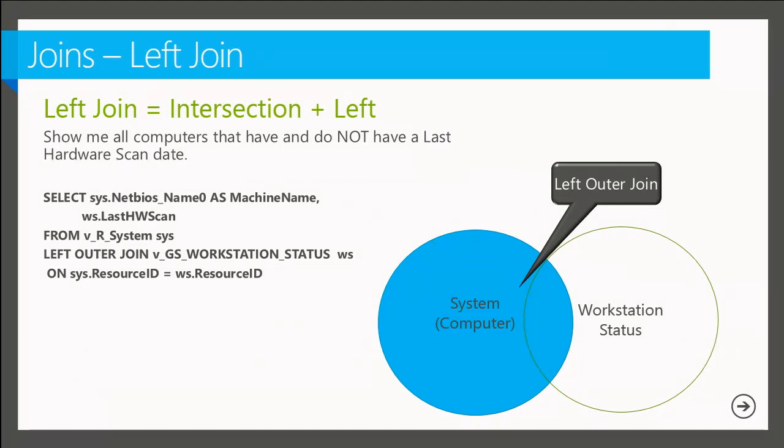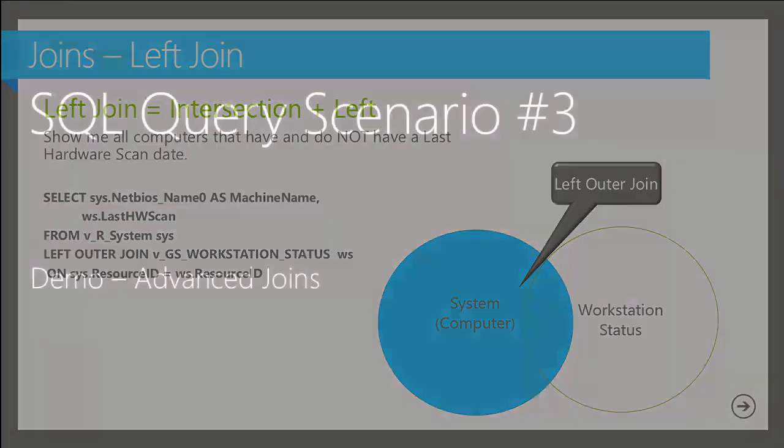So in this case, if I design my query correctly, I'll get everything from the system view, which includes matched and unmatched data. Okay, does that make sense? Because what I want to do is say, okay, how many have not reported a last hardware scan date? So if you look at the sample view there, what we're looking at is show me everything where we're doing a left join on the system resource ID where it matches or does not match the resource ID from workstation status. I'll show you how that works.